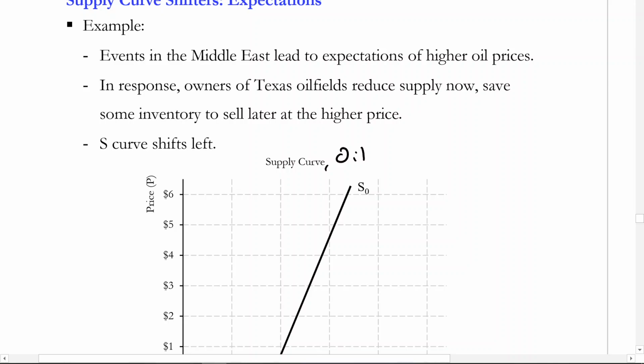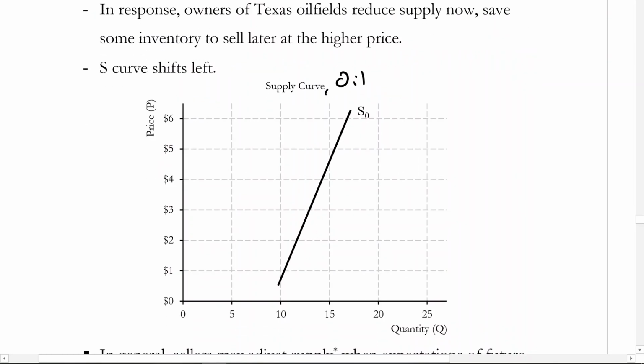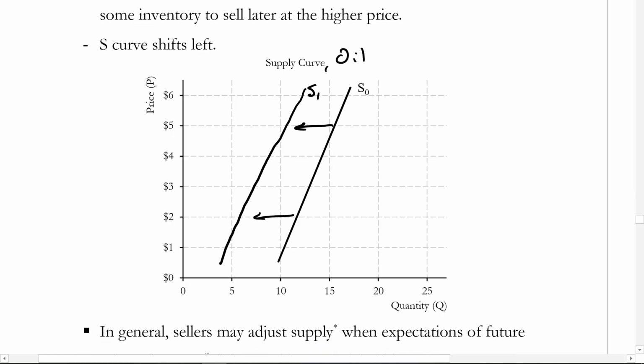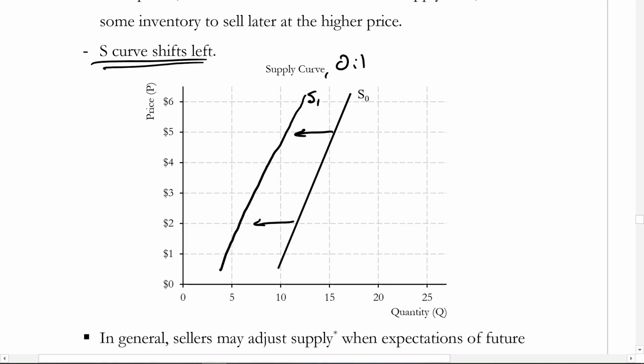In response, it could be that people who have the ability and the capacity to store their oil, they reduce the supply now, waiting for that expected price rise to come up in the future, so that once the prices do increase, then they can release their product into the market at a higher price and make a higher profit. So expectations about better prices in the future could decrease the supply today. Okay, so that's a decrease in supply, shifts to the left.